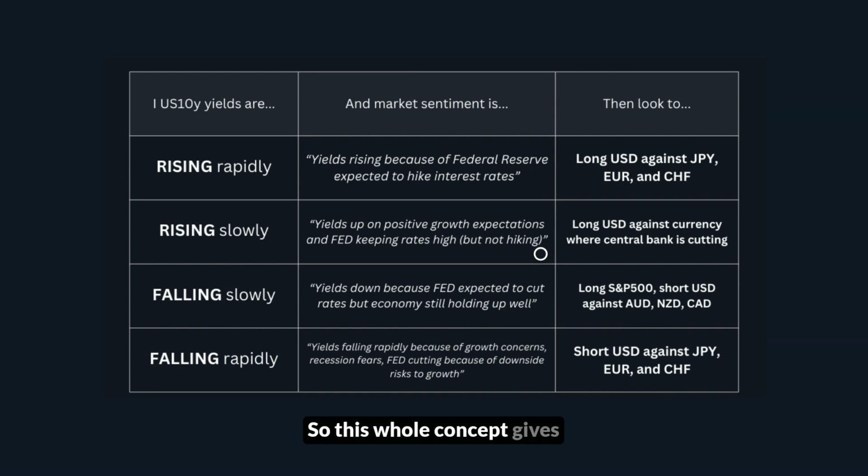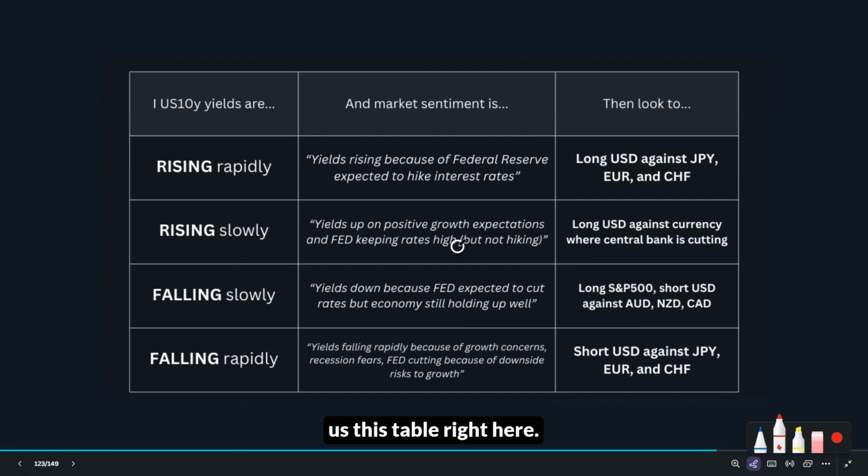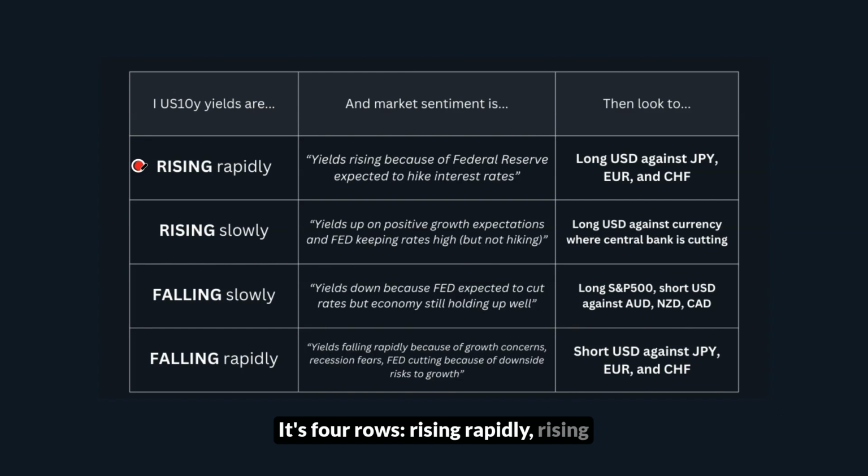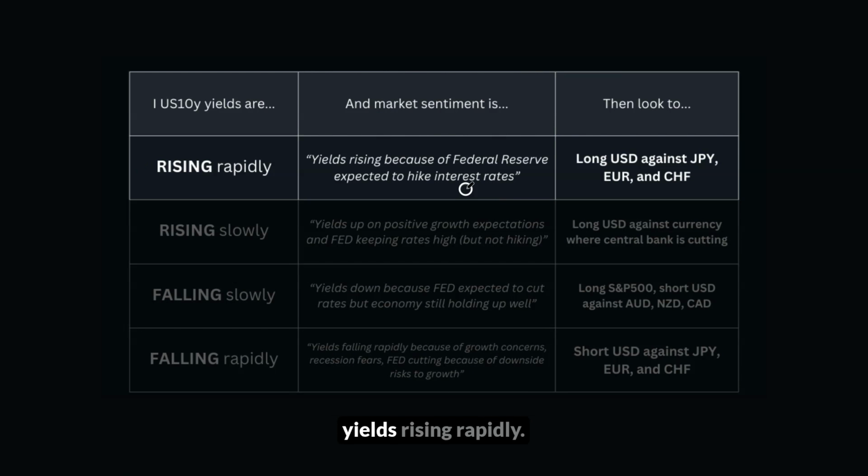So this whole concept gives us this table right here. It's 4 rows: rising rapidly, rising slowly, falling slowly, and falling rapidly. Obviously, we're talking about the 10-year yield here. This is global macro trading compressed into a table that you can read in 10 seconds. Let me walk you through each one with what causes it, what tends to work in it, and then real examples to solidify the understanding so you can see it on the charts rather than just believe what I'm saying, okay? So regime 1, the yields rise rapidly.